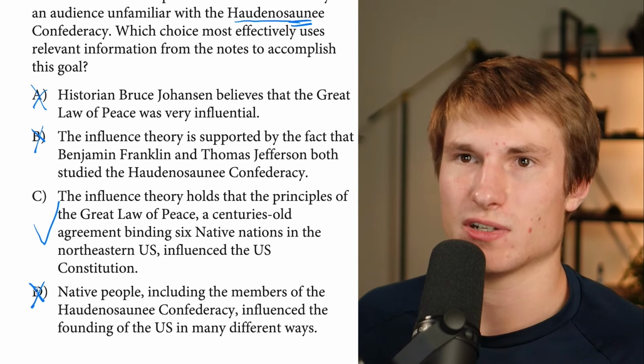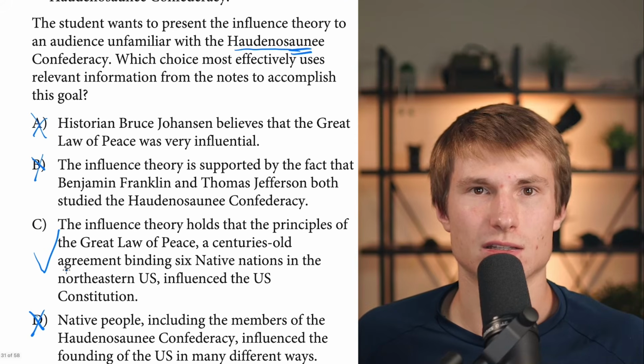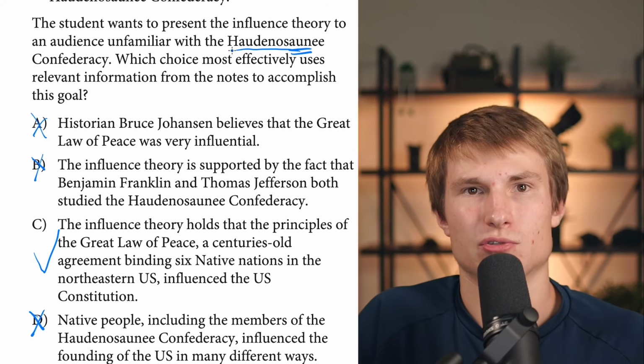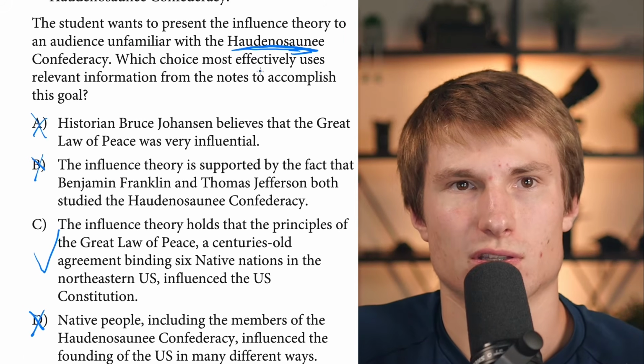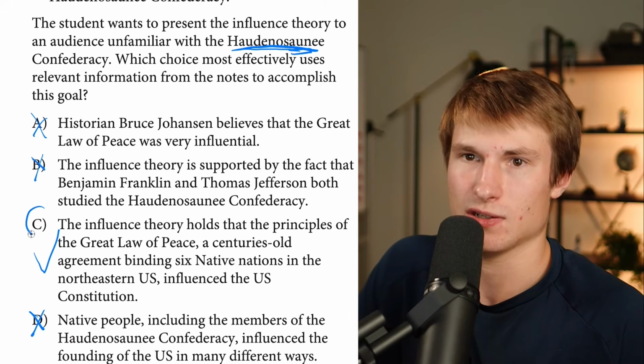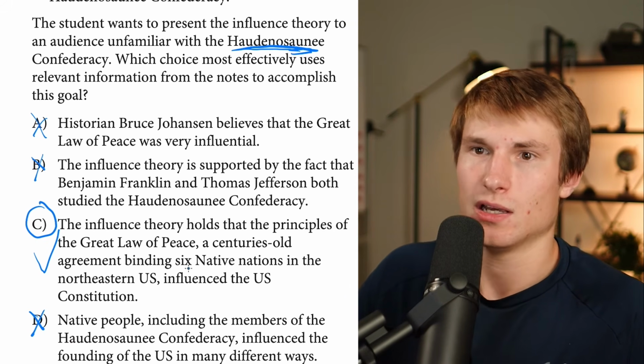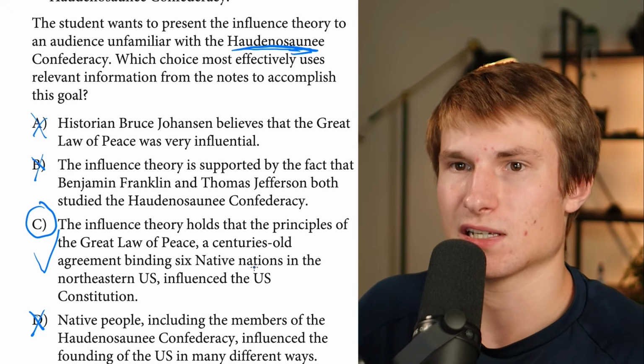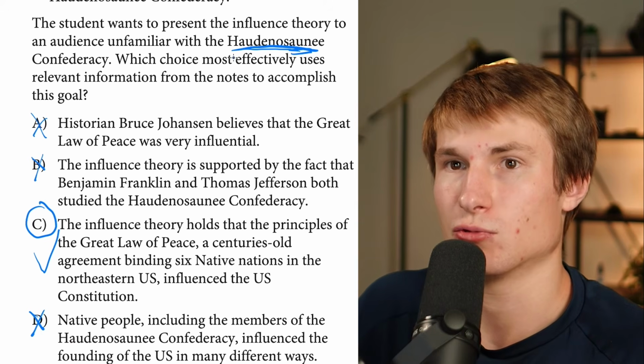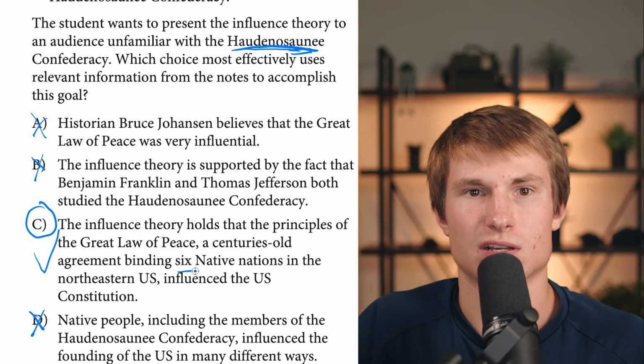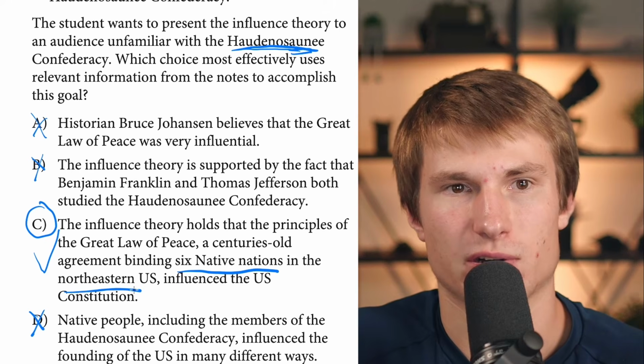Okay, so the only answer choice here that is ultimately presenting the influence theory and also doing at least a decent job of introducing the Haudenosaunee Confederacy is answer choice C. Even though it doesn't mention them by name, it does state that it was an agreement binding 6 native nations in the northeastern U.S., which is the Confederacy. So it does include it even though it's not by name. Our answer would have to be C.